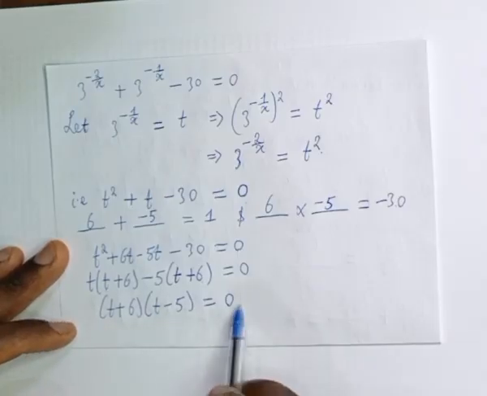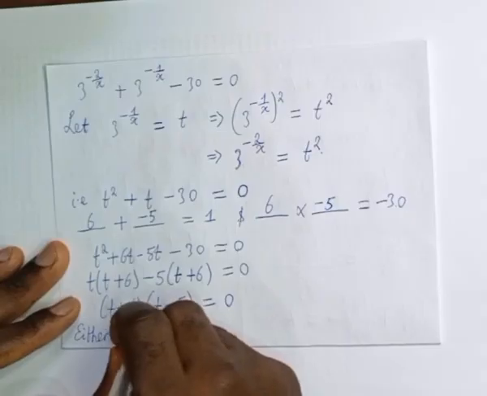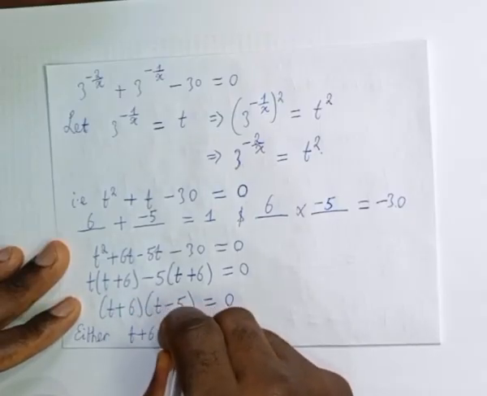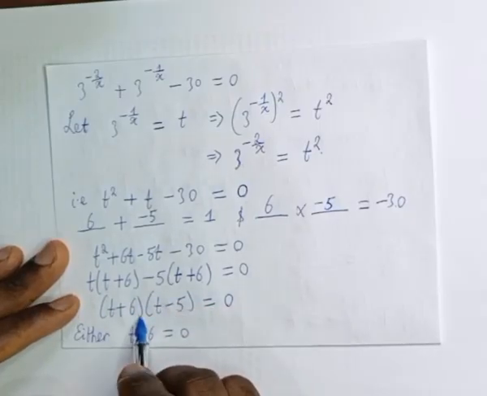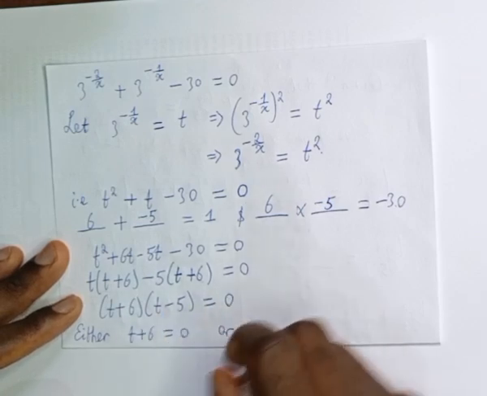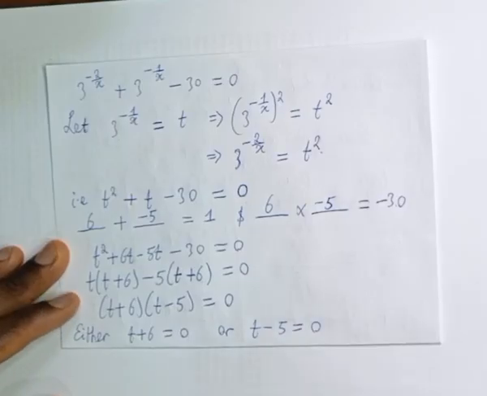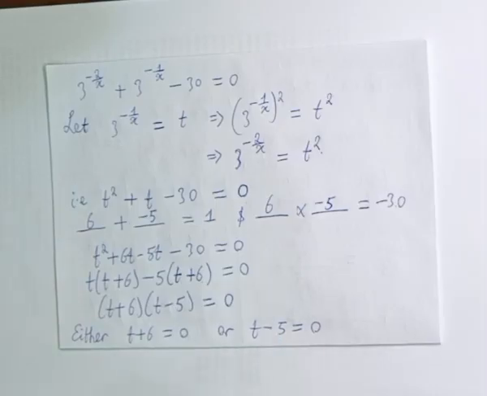For this product to be equal to 0, either the first factor, t plus 6, is equal to 0, or the second factor, t minus 5, is equal to 0. We are to solve for t in these two linear equations.